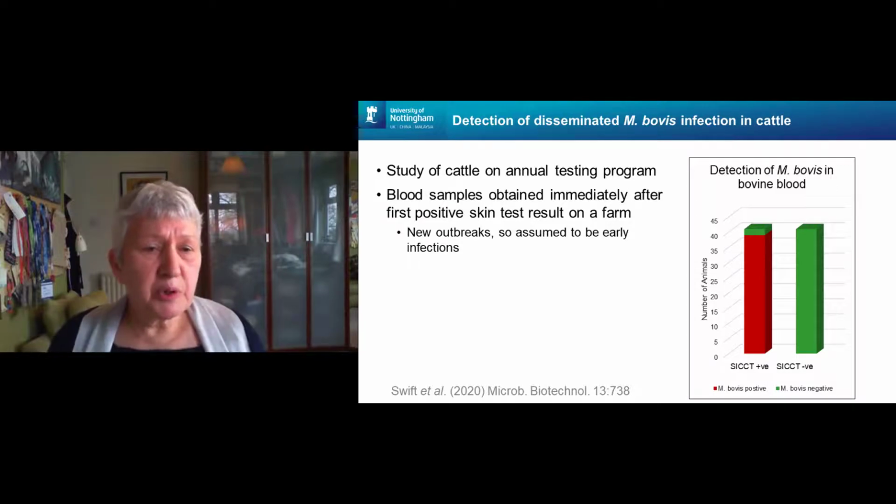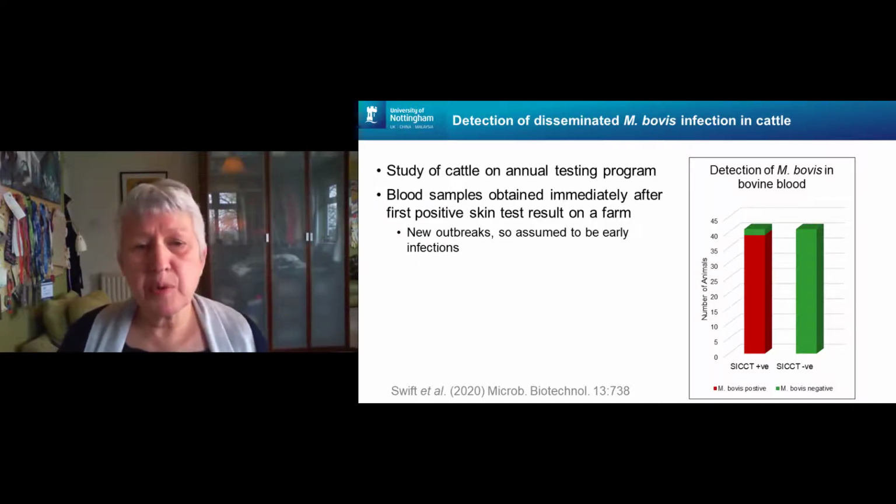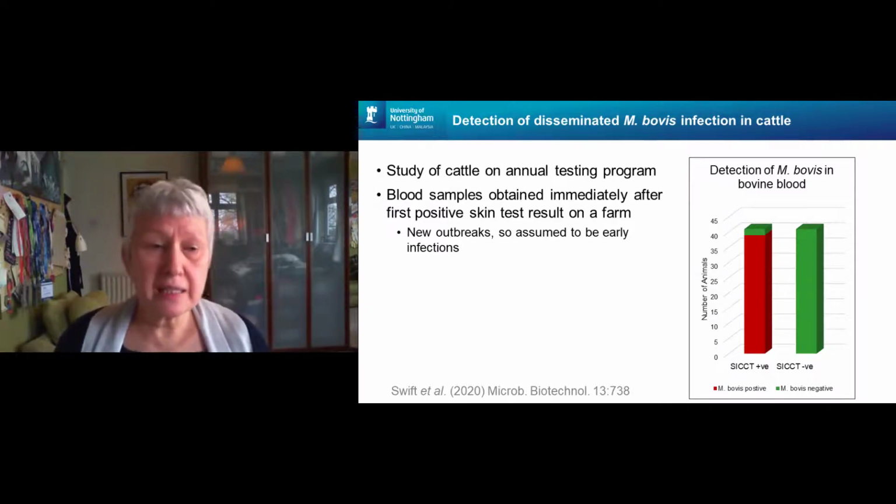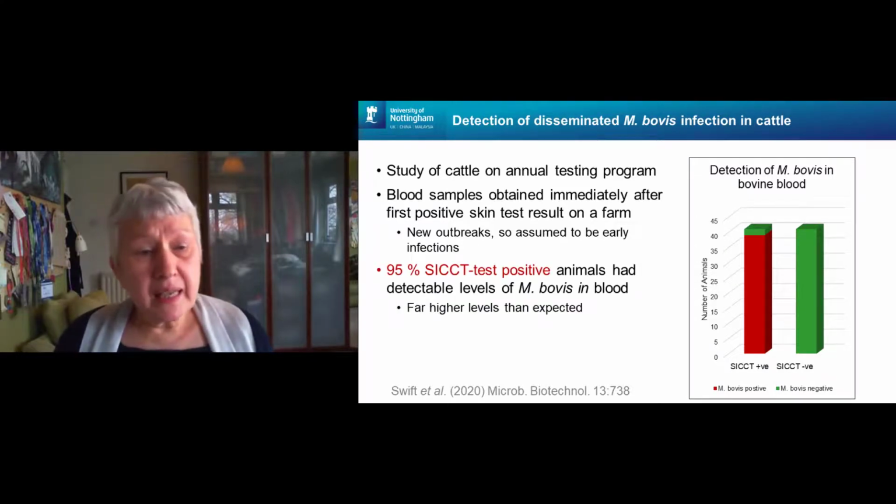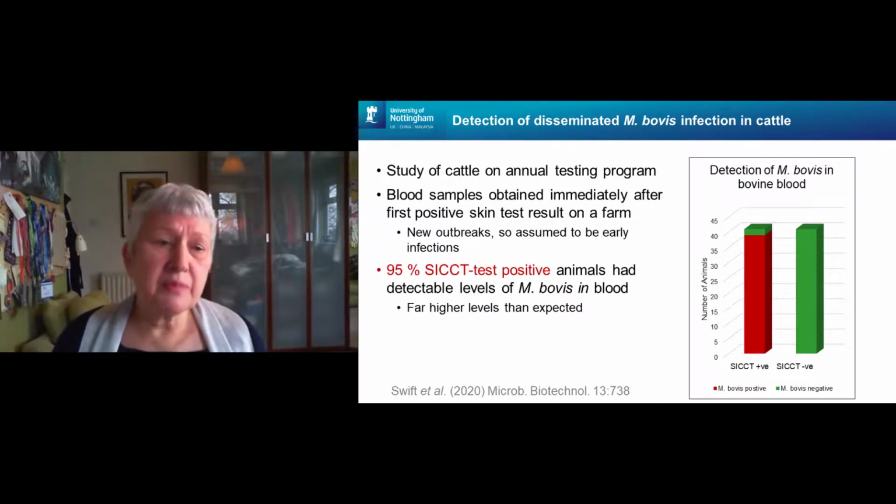The blood samples were obtained immediately after the first positive skin test result on a farm. So we were looking at new breakdowns, new infections, again, looking for early stage disease. And when we did this, 95% of the animals that gave a positive skin test for the bovine TB also had detectable levels of M.